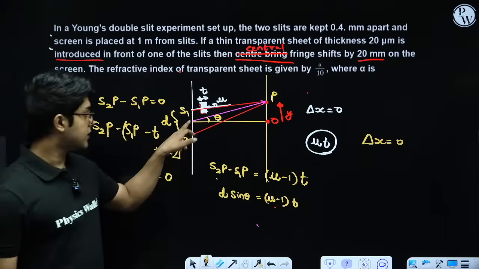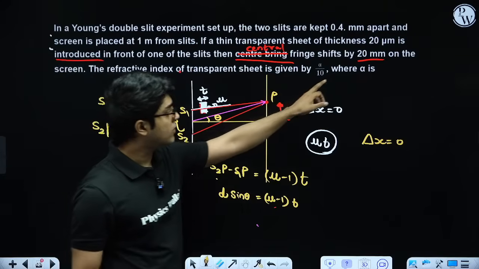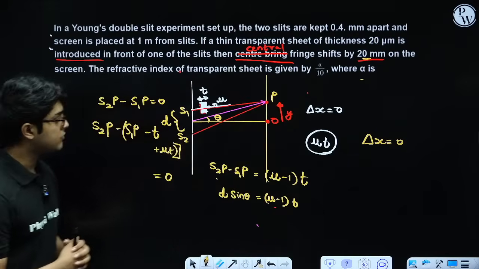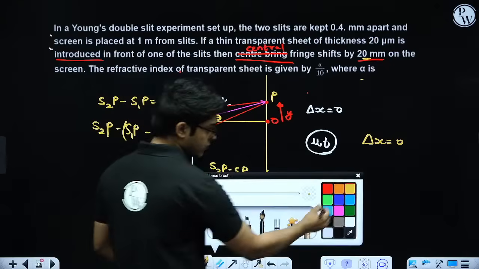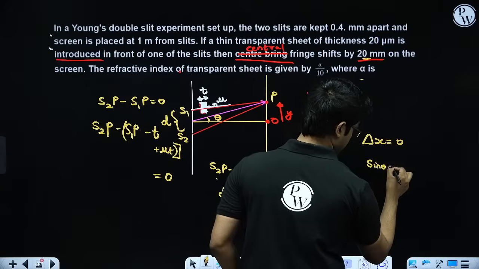Now the thing is, because this is a very small angle, why is this a small angle? Because y is very small, 20 mm compared to 1 meter, right? So this angle theta is a very small angle. So we'll use the approximation that sine theta is approximately equal to tan theta.